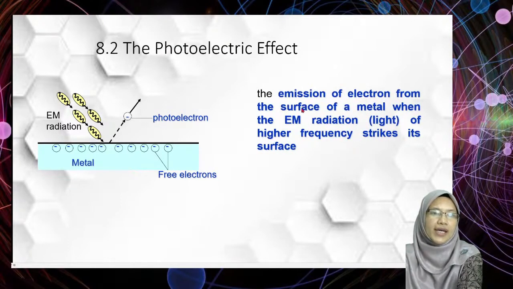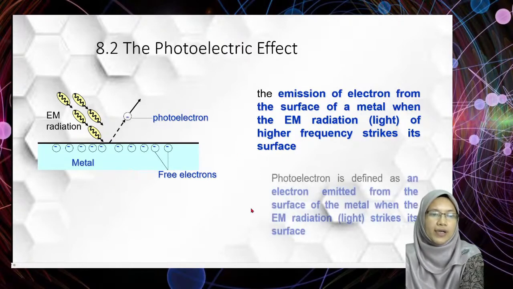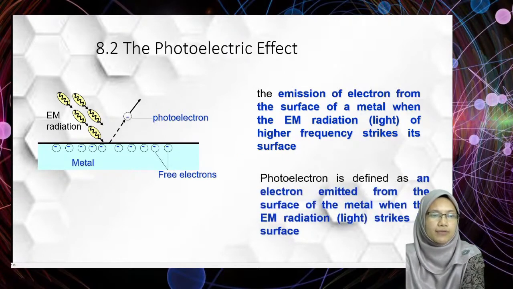and we can define it as the emission of electrons from the surface of a metal when electromagnetic radiation of higher frequency strikes its surface. And photoelectron we can define as the electron emitted from the surface of the metal when the electromagnetic radiation strikes its surface.